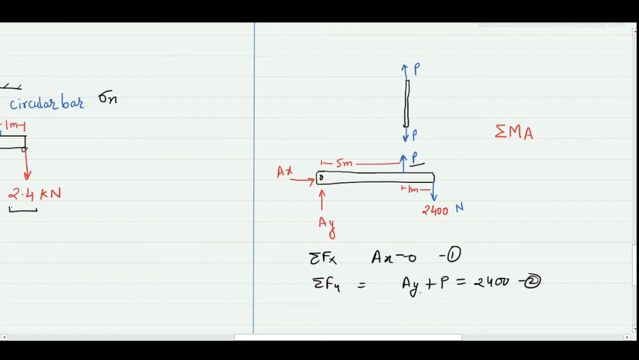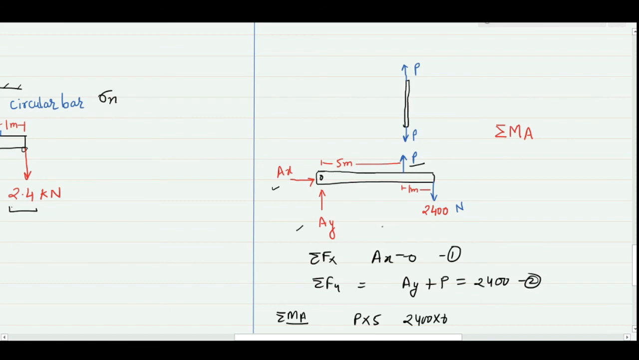But I will not get any absolute value of AY or P, so I have to write the equation for the moment balance, and let's do the moment balance at point A. When I do the moment balance at A, the effect of AY and AX will nullify, and there will be only two terms, one with respect to P into 5, and another one is 2400 into 6, because P has a perpendicular distance of 5 and the 2400 Newton force has a perpendicular distance of 6.